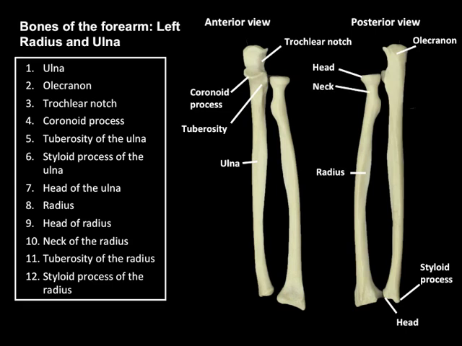Below the head is the neck of the radius. Below the neck and on the medial aspect of the radius is the tuberosity. It is the point where the proximal part of the radius is recognized as distinct from the shaft. Finally, there is a styloid process of the radius. It is located laterally on the radius.